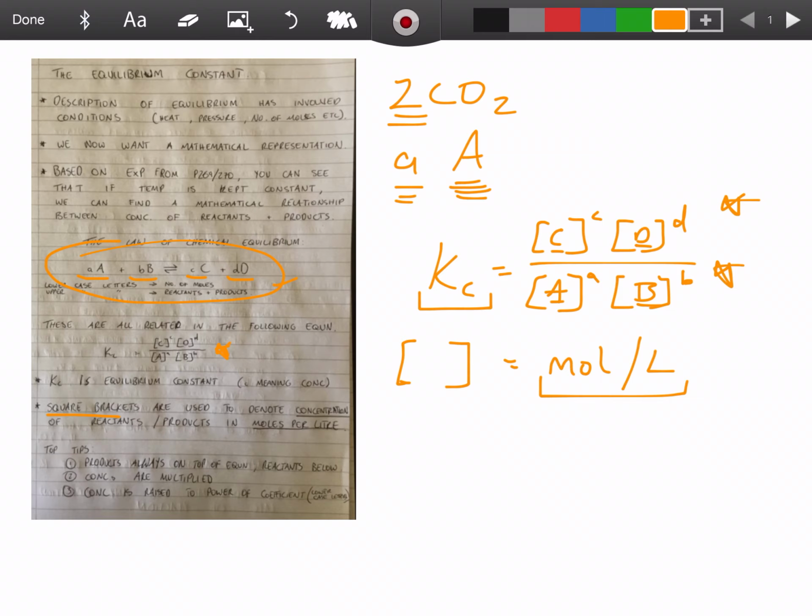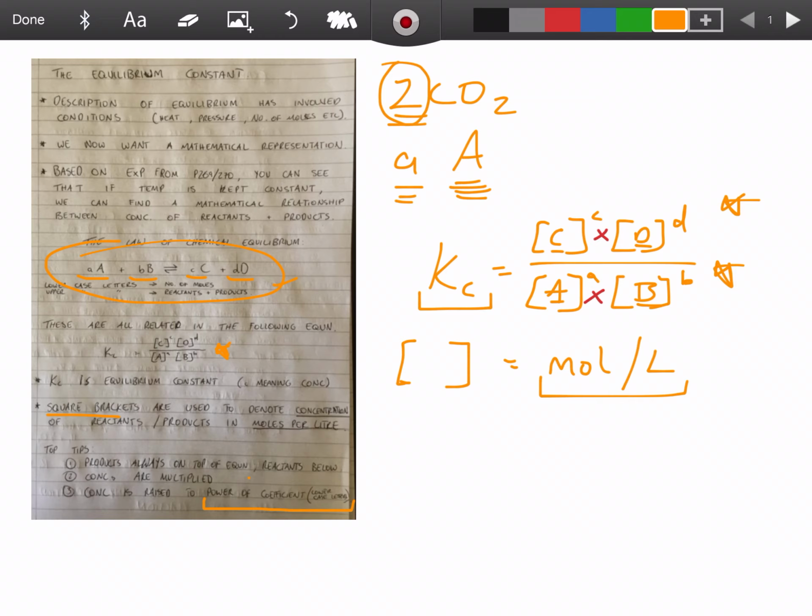Simple enough. Our concentrations are always multiplied. So again, you can put a little multiplication in there if you so wish. Generally, when we're writing it out, we don't put them in, but if you want to and it helps you, of course, go for it. And then finally, our concentration is raised to the power of the coefficient, which is the lowercase letter. So the coefficient just represents that number that's in front of whatever product or reactant that we're talking about.